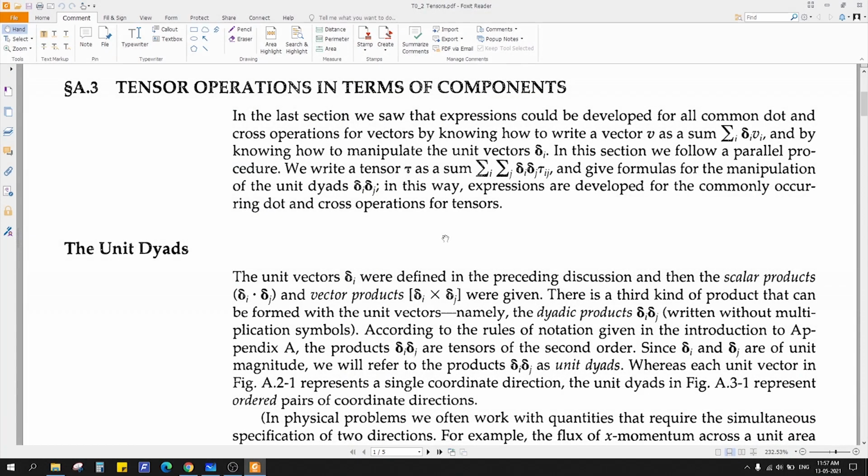So, in the last class, we discussed vectors and tensors, and we did some vector operations in terms of the components. In this lecture, we will discuss tensor operations in terms of its components. How to write a tensor in terms of its components.